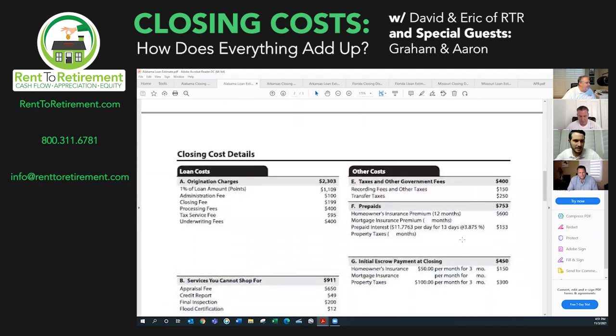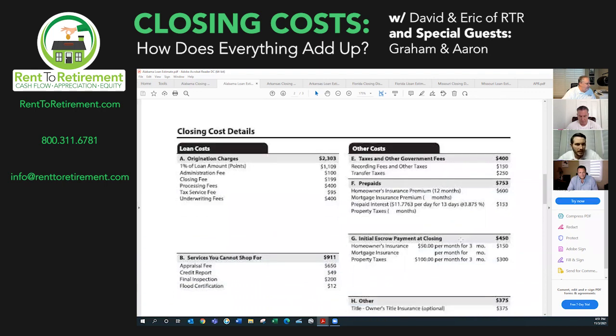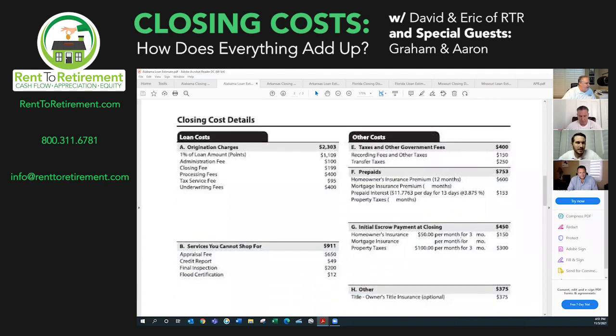Perfect. So if we go down to section A here, yep, section A right there in the top left corner. That's going to be everything that we know up front as the lender. That's the charges that we are going to collect as the lender. Those are set in stone as far as our origination fees. We'll talk about the points here in a second. That varies. That's completely up to the borrower.